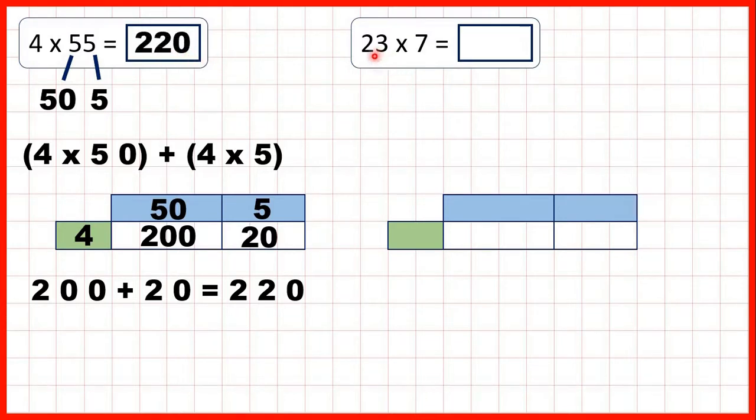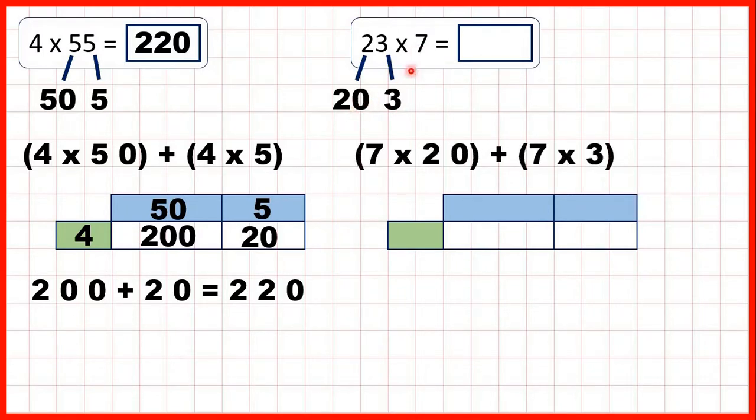Now we have 23 times 7. Again, we're going to start by partitioning our two-digit number. 23 is 20 and 3. So we can multiply 7 by 20, then multiply 7 by 3 and add up our answers. So on our grid, again, we can write our single-digit number in the question on the left and our partitioned number, so 20 and 3, on top.